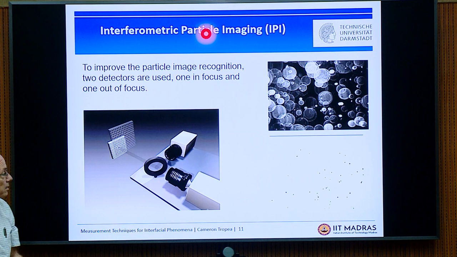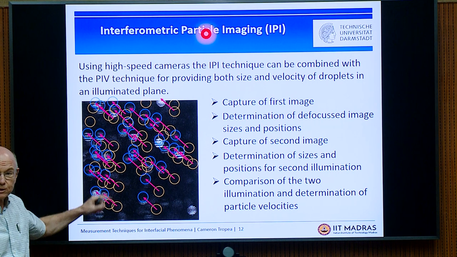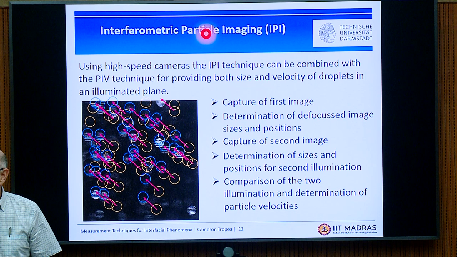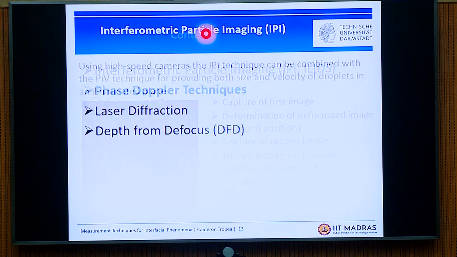If you had a fast camera and a fast laser, and then boom, boom, and the camera's synchronized, boom, boom, then you get two pictures, and then you can do PIV, as in the last lecture, and you get the velocity. So you're getting two dimensions, two velocity components, and size. Okay, so that's all I'm going to say about that technique.